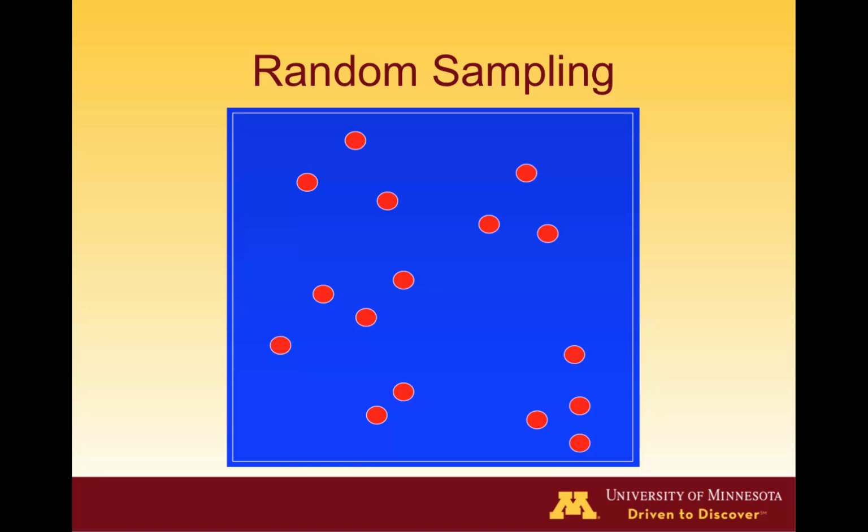So simple random sampling is just like this. You have a field of this size and you decide, okay, I'm going to collect 20 samples from the field randomly. So you randomly pick 20 locations and collect the soil sample at those locations, and this is called random sampling.